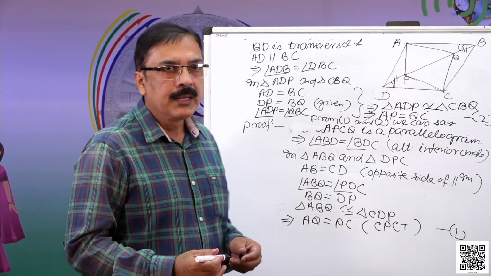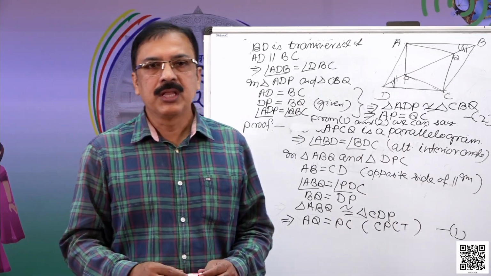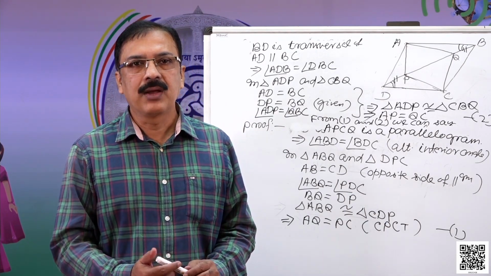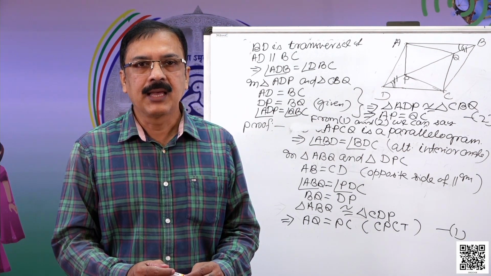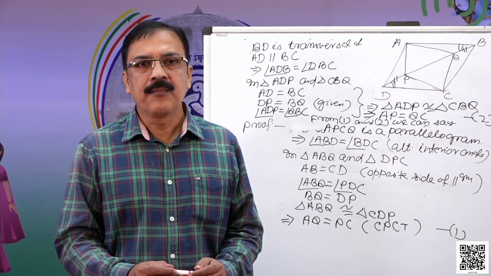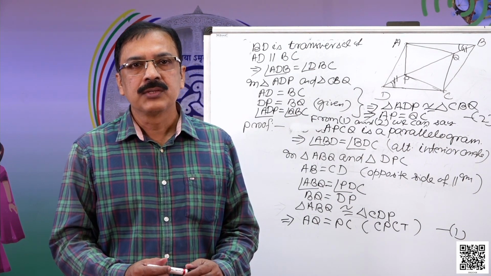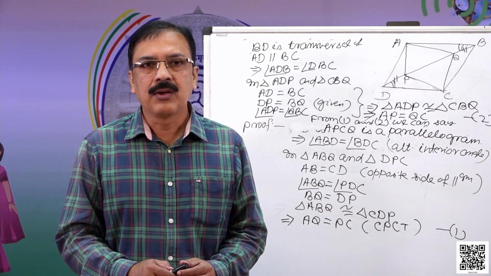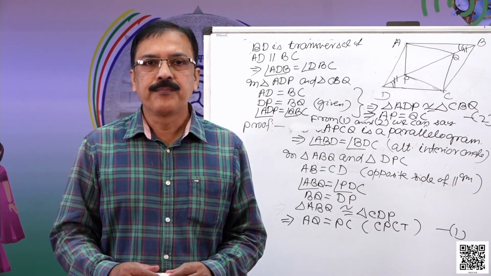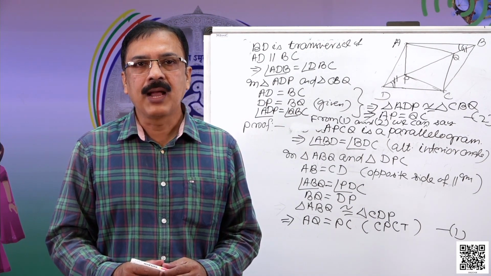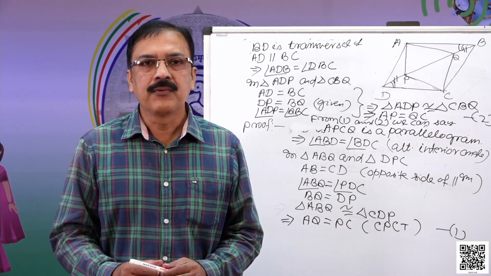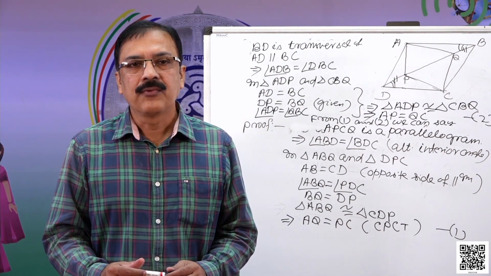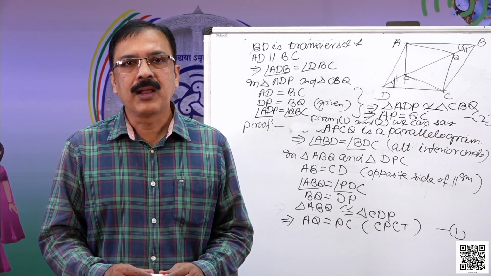You see, here we used the property that if the opposite sides of a quadrilateral are equal, then the quadrilateral is a parallelogram. So to prove this, we used the congruency theorem of triangle. By proving the congruency, we proved that the opposite sides of quadrilateral APCQ are equal, so that the quadrilateral APCQ is a parallelogram.